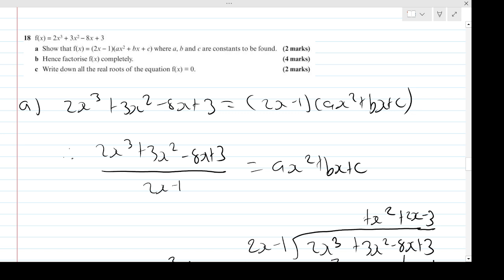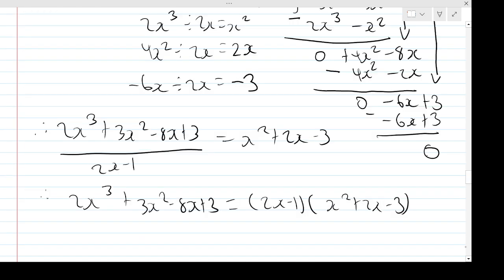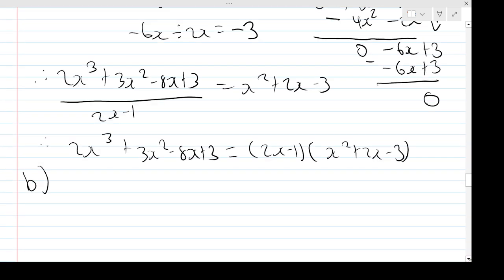Then part B says, hence factorise f of x completely. Well, what else can be factorised here? Well, not the 2x minus 1, but this is a quadratic. I should be able to factorise that. So I have x squared plus 2x minus 3, and I want to factorise that.